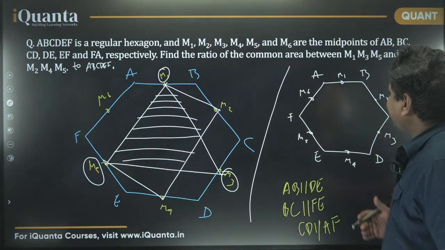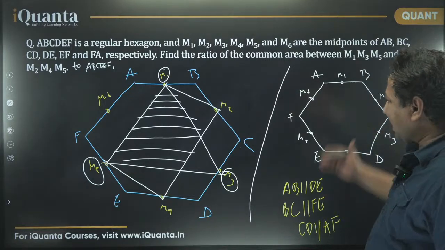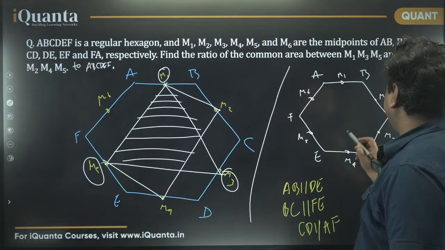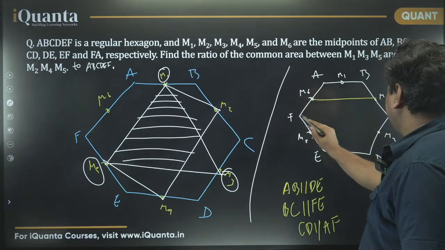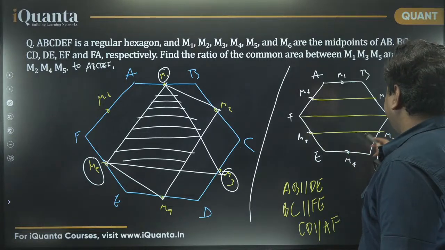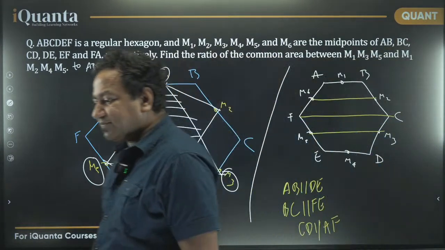So what I'll do, I will try to make some parallel lines to AB and DE in between. How? Equally spaced. So let me join M6, M2, FC and M5, M3. Aren't they equally spaced?